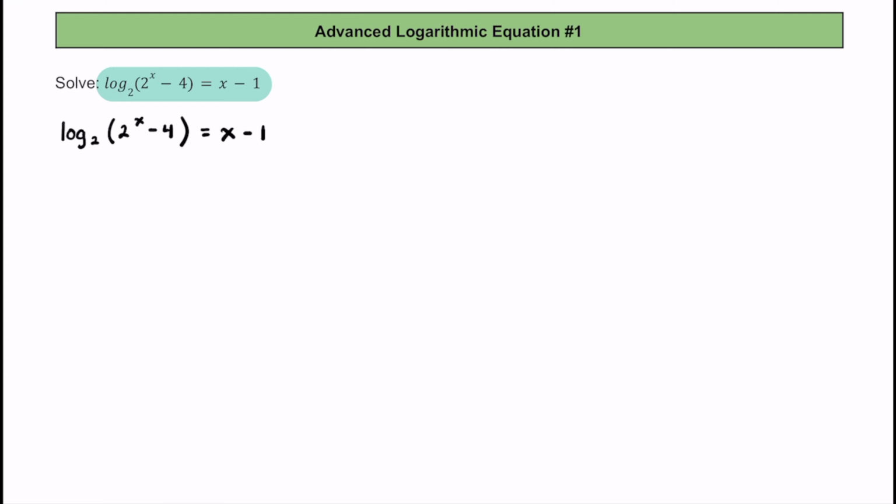Now that we have our equation, it's really important that we know what the base of our logarithm is, and in this case, it's equal to 2. Since the base of the logarithm is equal to 2, we can go ahead and exponentiate both sides using a base of 2.